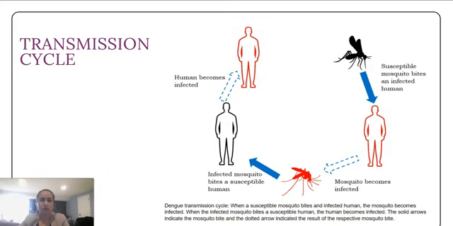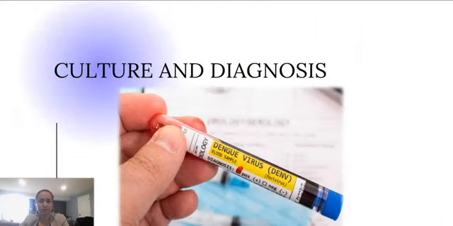Vector habitat. Aedes aegypti lives inside homes and their immediate surroundings, preferring to accumulate clean water in which to lay its eggs. Incubation period: generally 4 to 10 days following the mosquito bite.